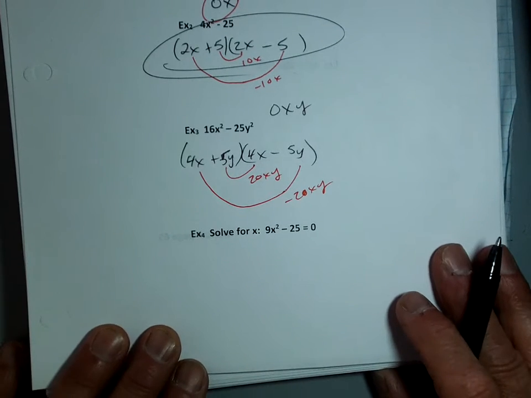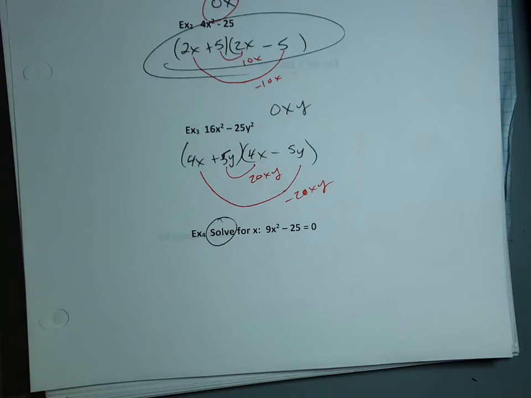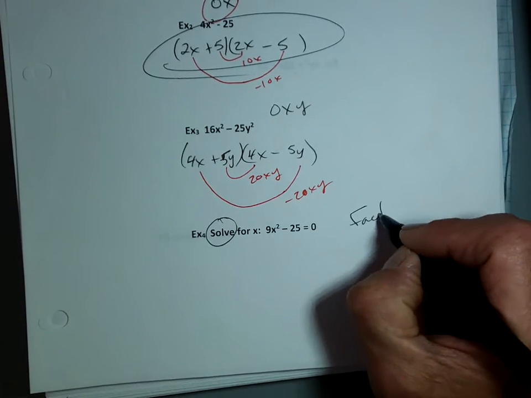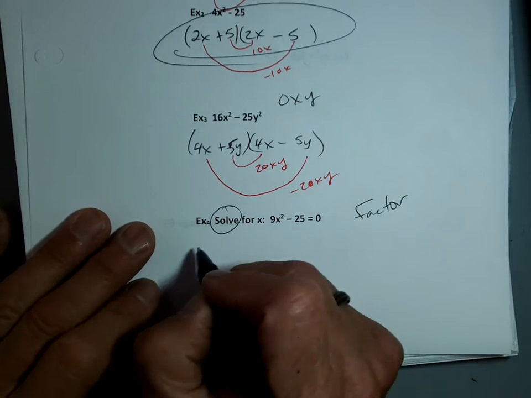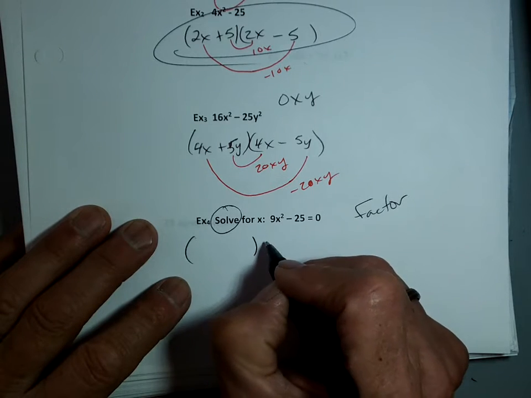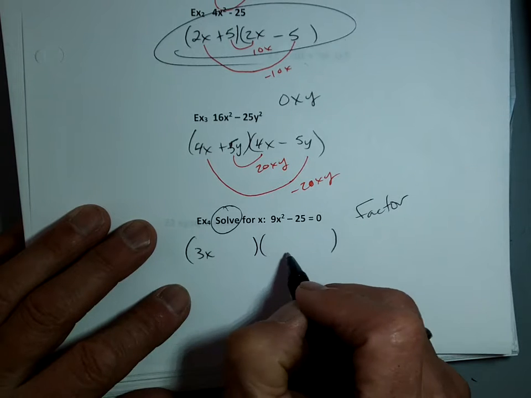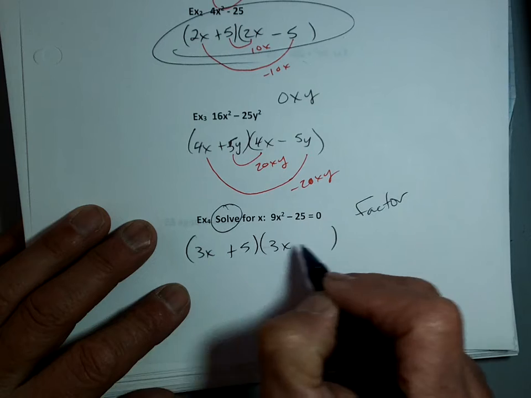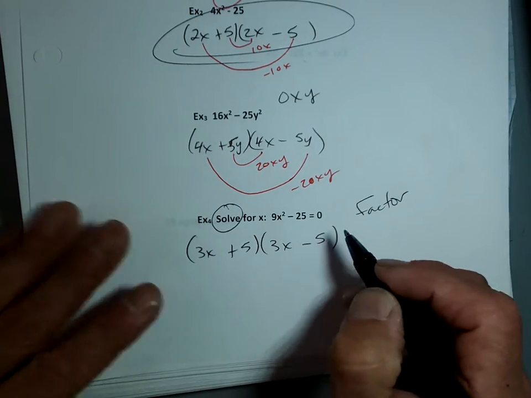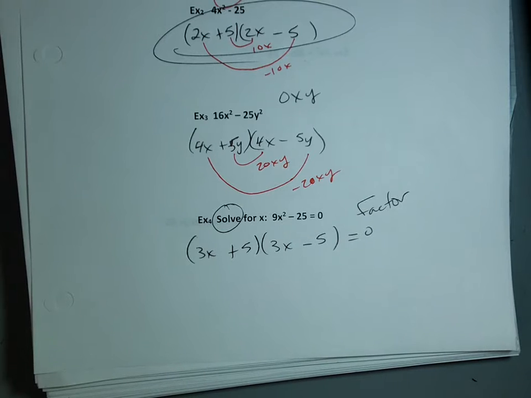Now in number 4, we have an equal sign, so we have to solve. So I need to factor first. Then I need my mini equations, and I just solve. So let's factor first, okay? Well, we kind of did it, so let's go ahead and do it here again. Parentheses, parentheses. How about a 3x and a 3x? Positive 5 and a negative 5 to make the negative 25. Okay, so I have factored.